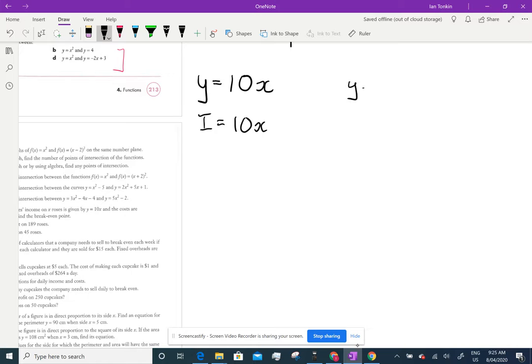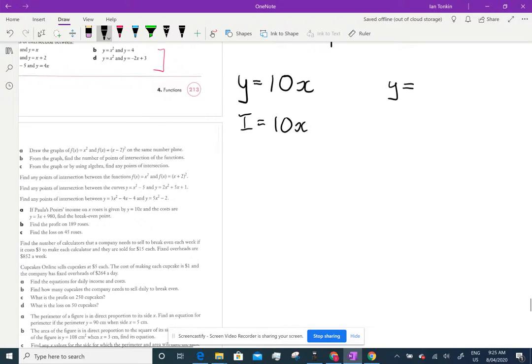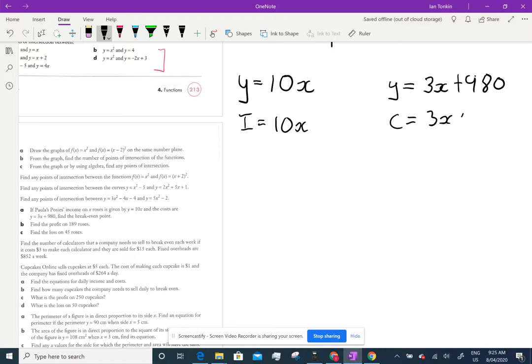And the costs are y equals 3x plus 980. Now let's examine that a bit. So the cost is 3x, where x is the number of roses. So if there was one rose, the income would be 10 times 1, $10. If there were 2 roses, 10 times 2, $20. So this income is going to have a gradient of 10, and it'll be a straight line up, and that's the income that Paula's Posies makes from selling roses.